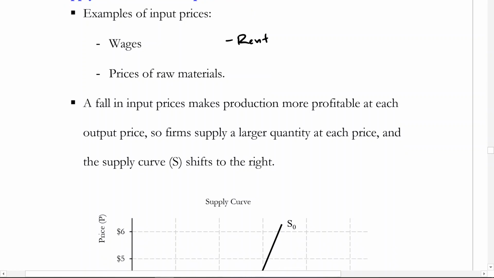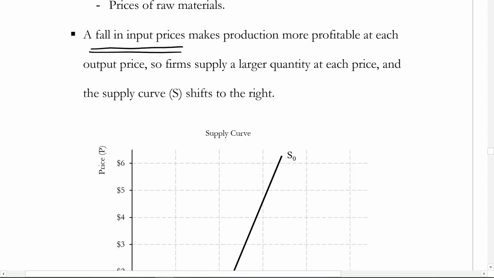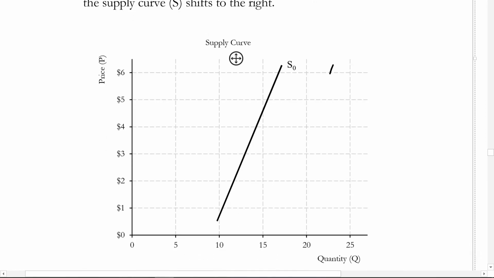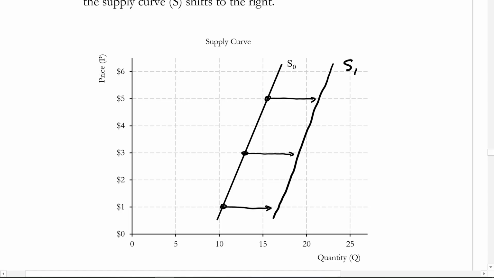So anything that makes any fall in the input prices, anything that makes production more profitable, it's going to increase the supply. So if you can make more money because your cost of doing business has gone down, you're going to be more willing to increase the supply. And again, that's happening at every single price. So the quantity supplied increases at every single price point, and as a result, it shifts the entire supply curve.